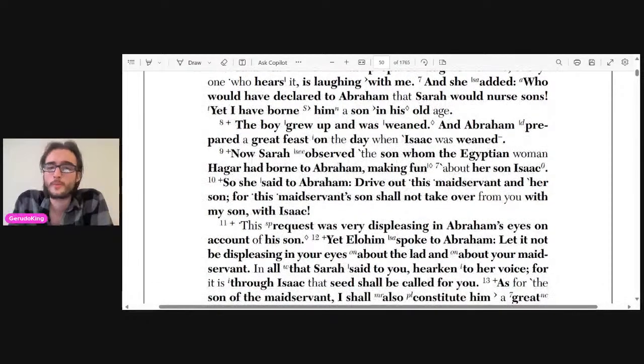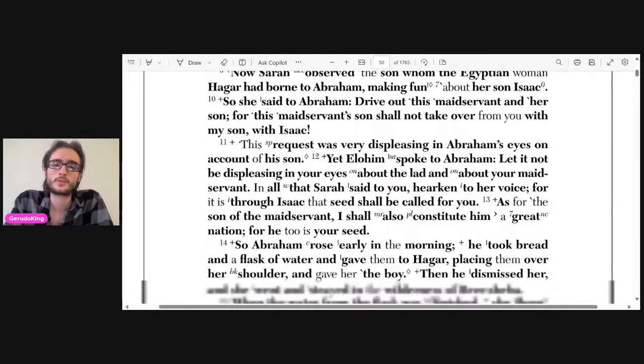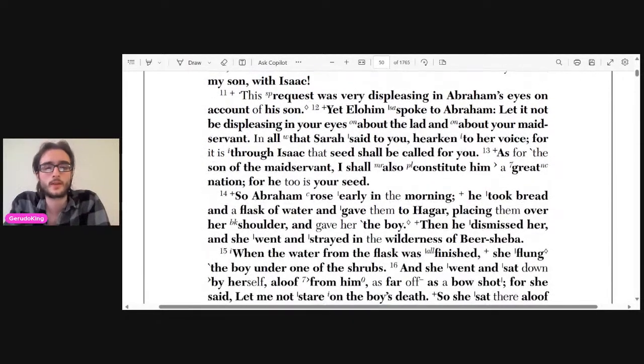The boy grew up and was weaned, and Abraham prepared a great feast on the day when Isaac was weaned. Now Sarah observed the son whom the Egyptian woman Hagar had borne to Abraham, making fun about her son Isaac. So she said to Abraham, "Drive out this maidservant and her son, for this maidservant's son shall not take over from you with my son, with Isaac." This request was very displeasing in Abraham's eyes on account of his son.